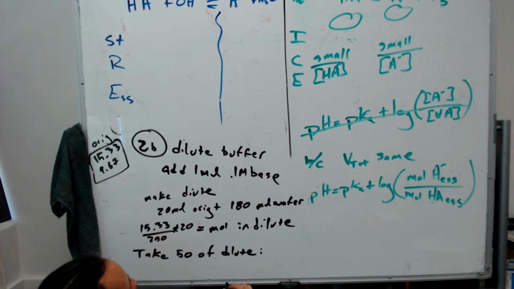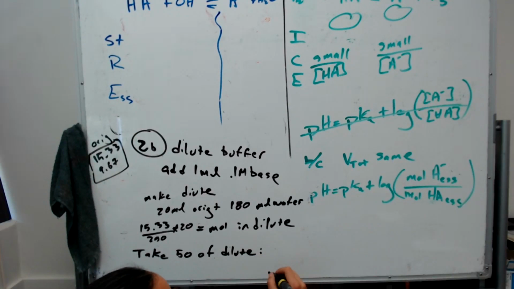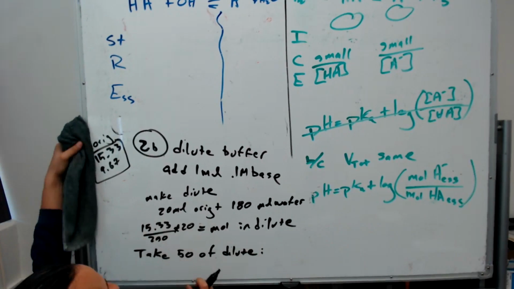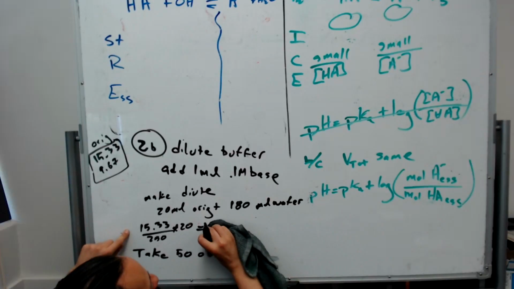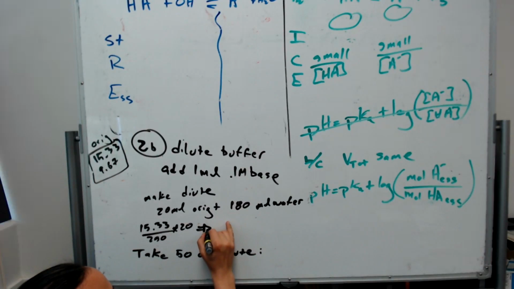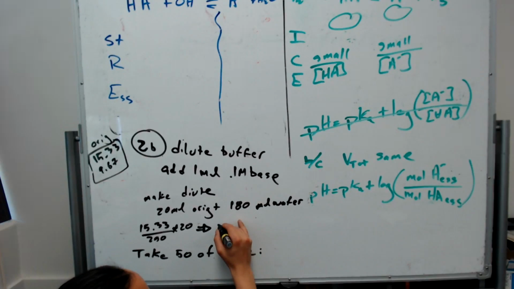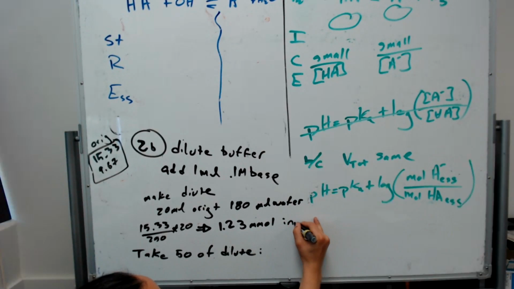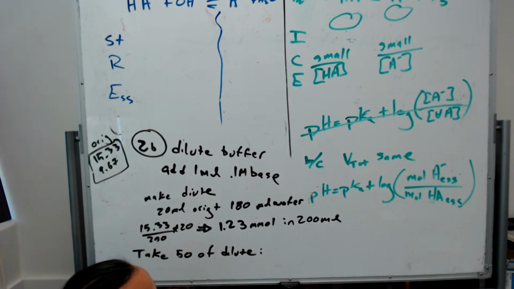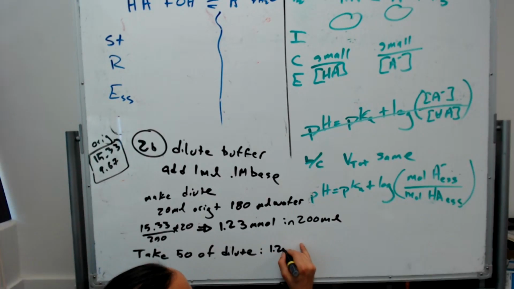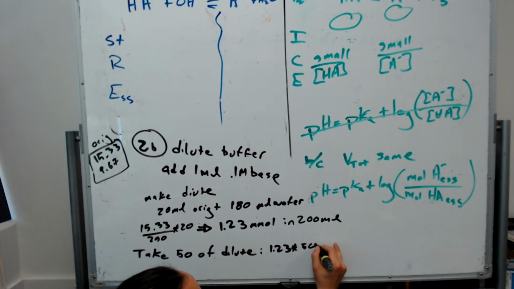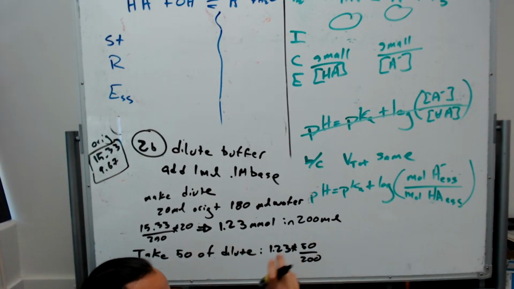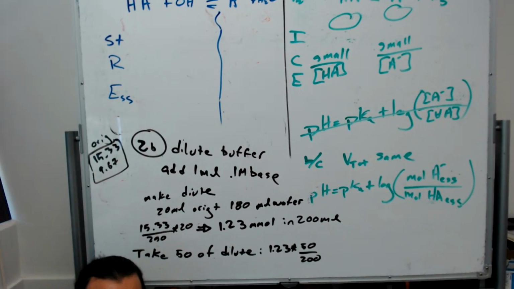So what you're going to essentially do is, this is going to look a little bit weird, but let's do it so it doesn't look too weird. How many moles in your dilute buffer is that? We just did that. It's like 1.23, yeah. That's in 200 milliliters. So if I'm going to take 50 milliliters of my dilute, I'm going to have 1.23 times 50 divided by 200, right? I want that portion of the dilute buffer.